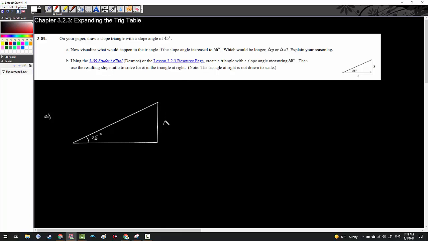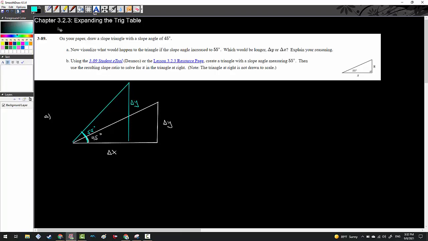Explain your reasoning. Well, remember, delta y is the change in y, so that's the verticality of the triangle. Delta x is the lateralness of the triangle. So if I increase this slope angle to 55 degrees, this white bubble actually gets larger. It gets 10 degrees larger right here, and this blue bubble becomes the new 55 degrees, which will then become this guy. Now, if all other parts stay the same, then definitely the only thing that gets longer is the delta y part. Delta y gets longer, right? Because the slope angle is steeper.